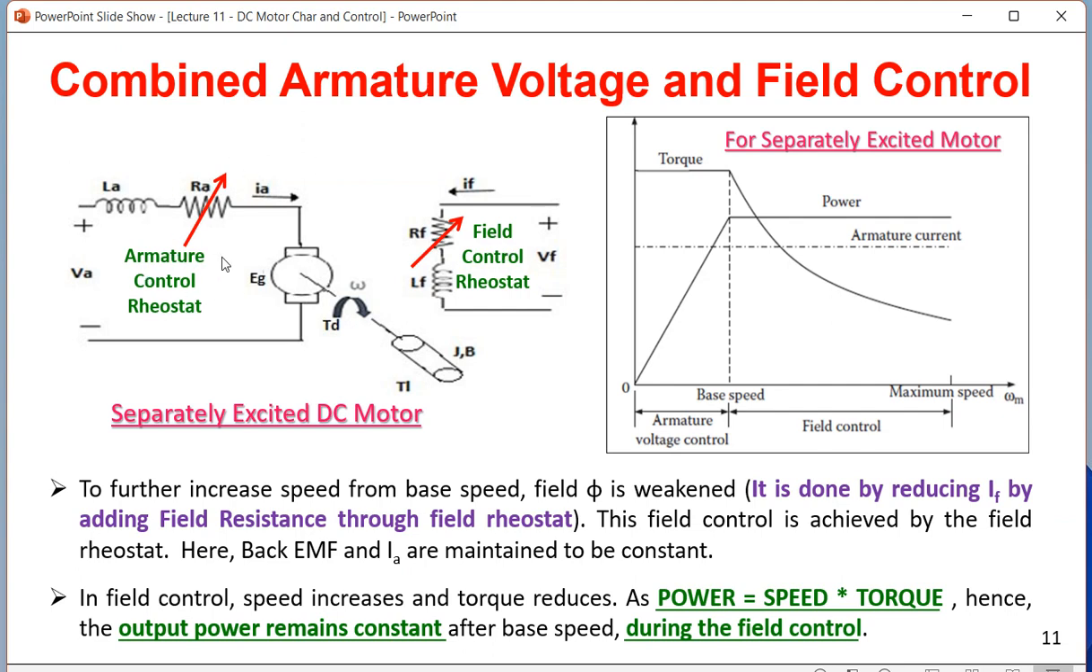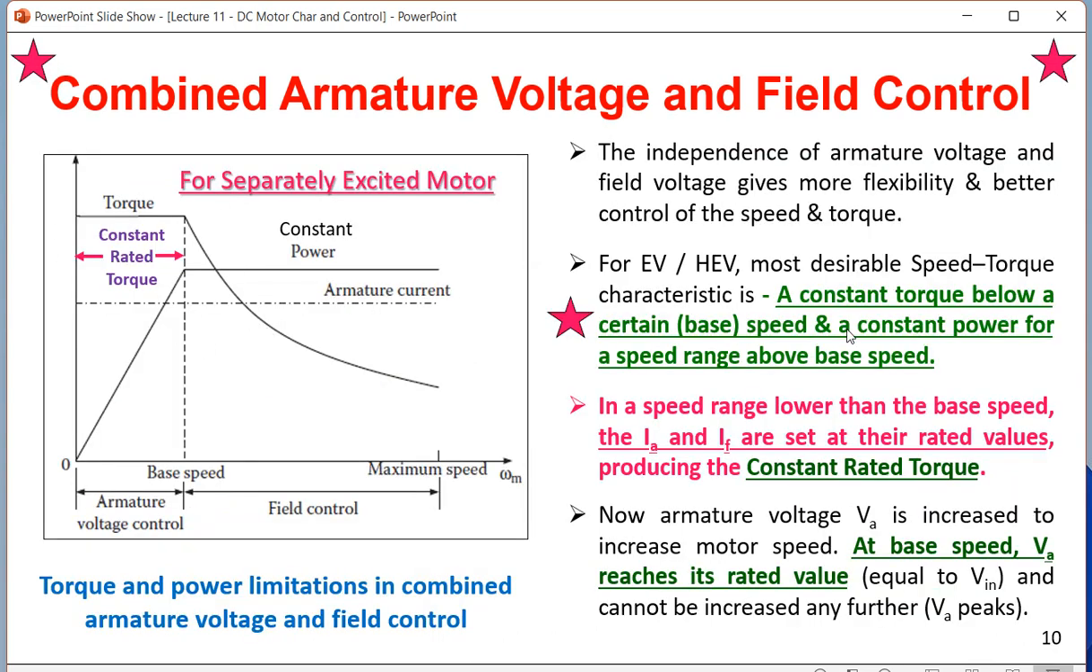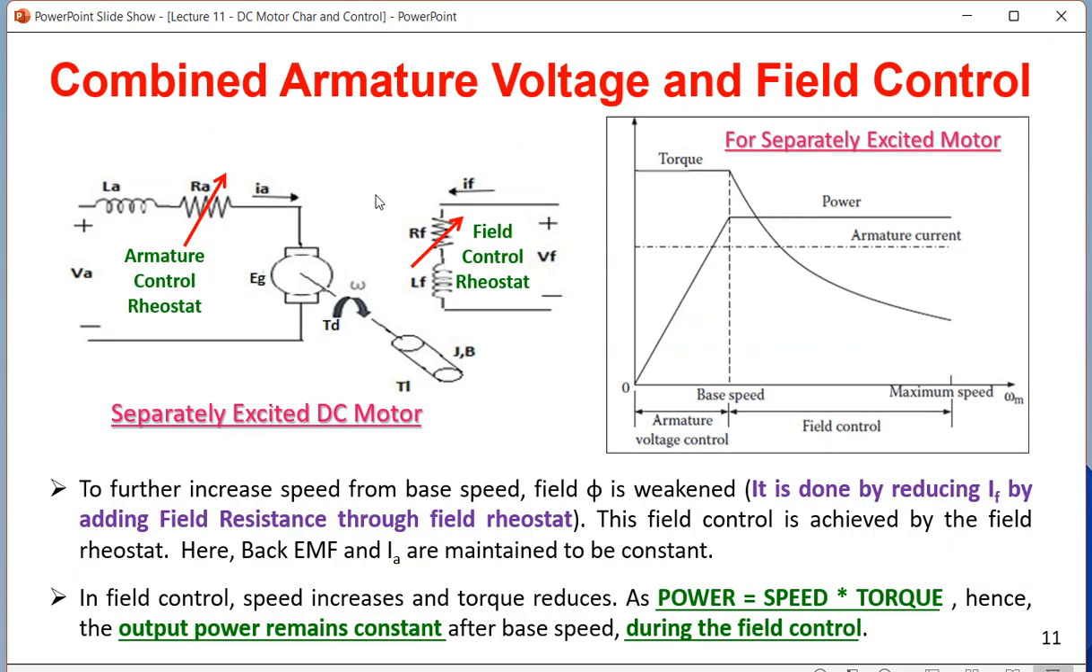So armature control is first, for constant torque, and field speed control is next, for constant power. That is actually what is done by combined armature voltage and field control. So you have to draw this diagram and give this explanation in detail. Again, you have to draw this circuit diagram, showing the armature side and the field side, all in detail.